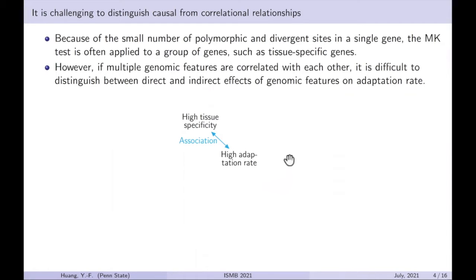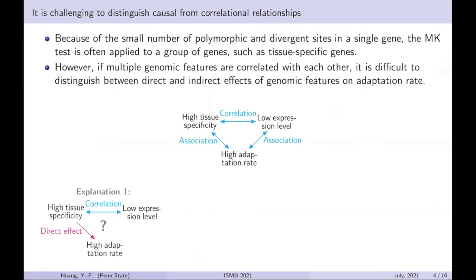However, we know that high tissue specificity is correlated with expression level. Genes with high tissue specificity might also be lowly expressed. Then if we use expression data and investigate the rate of adaptation in lowly expressed and highly expressed genes, we might again see an association of low expression level with high adaptation rate. If we see such a pattern, then there are at least three possible causal explanations of the same observation.